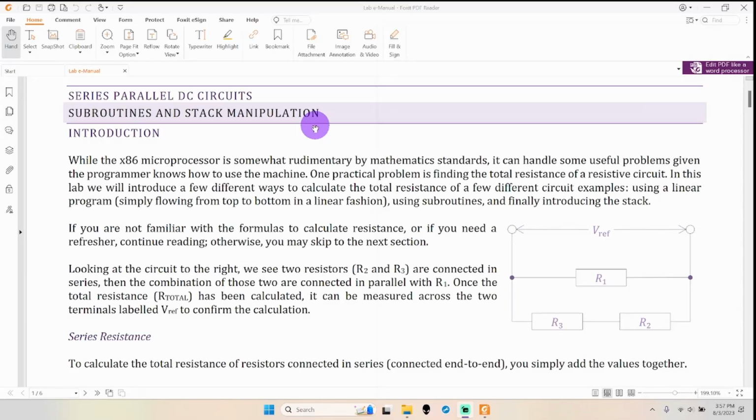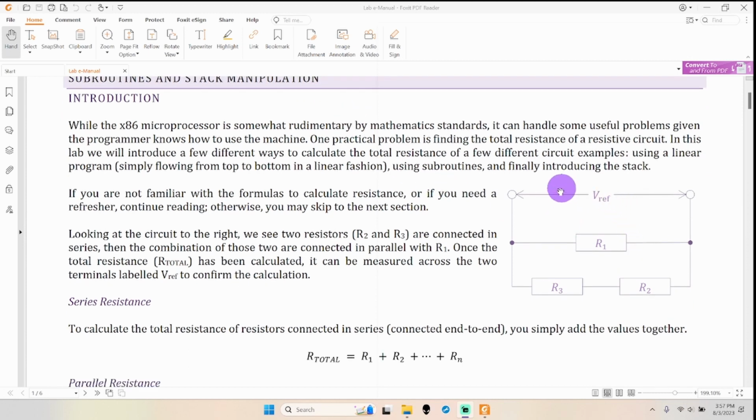Hello guys, in this lab we will discuss the use of subroutines and stack manipulation to assist us in solving series and parallel DC circuits. By mathematical standards, the x86 microprocessor is relatively primitive, but if the programmer knows how to exploit the hardware, it can tackle some interesting issues. Finding the overall resistance of a resistive circuit is one practical issue. So let's go ahead and show you guys what we are talking about here.